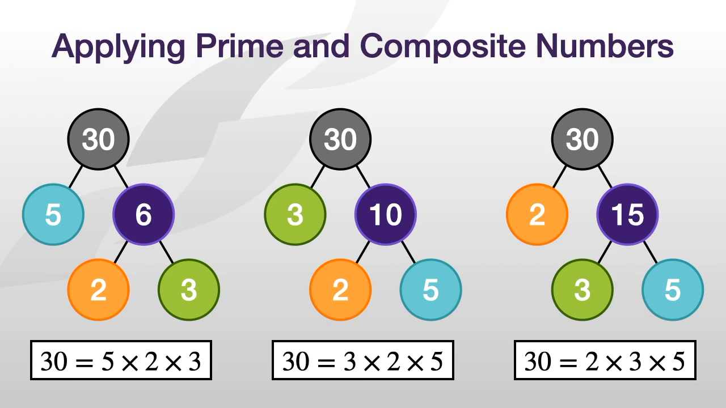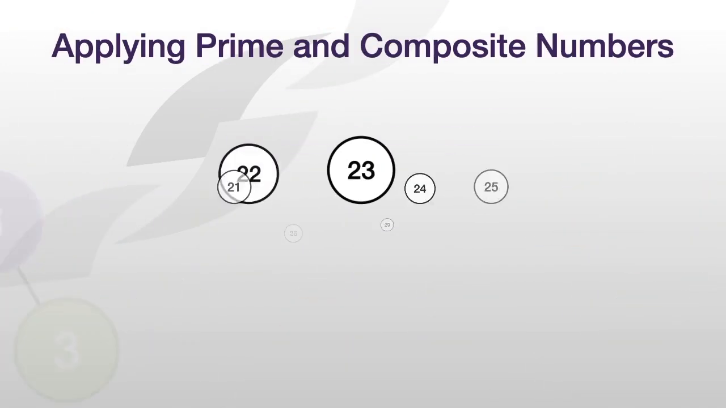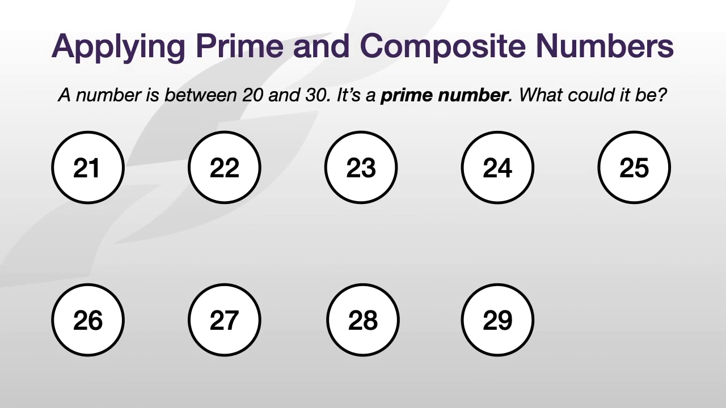Next, we'll solve one last problem. A number is between 20 and 30. It's a prime number. What could it be? There are 9 numbers between 20 and 30. Of these, 4 are even. Here are factor trees for each.